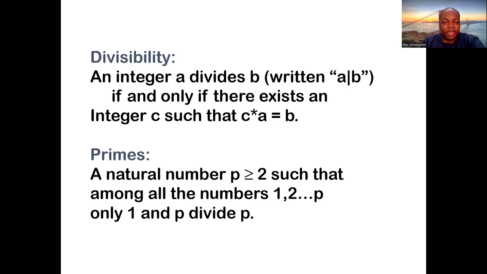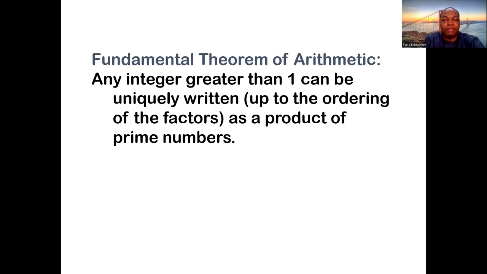Then primes: a natural number P greater than or equal to 2, such that among all the numbers 1, 2, up to P, only 1 and P divide P, meaning it is a prime number. Then we talk of the fundamental theorem of arithmetic. An integer greater than 1 can be uniquely written, up to the ordering of the factors, as a product of prime numbers.